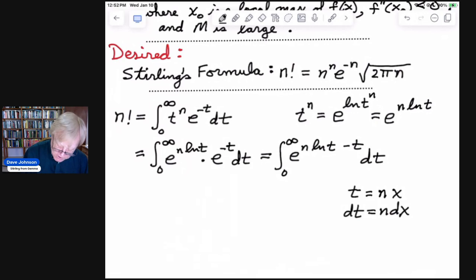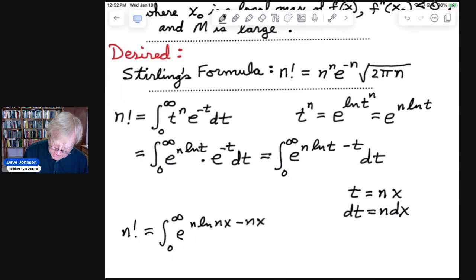So now we can substitute in. So n factorial is equal to the integral from 0 to infinity of e to the n ln, now t gets replaced with nx, and then minus t, so minus nx. And then of course our dt becomes n dx.